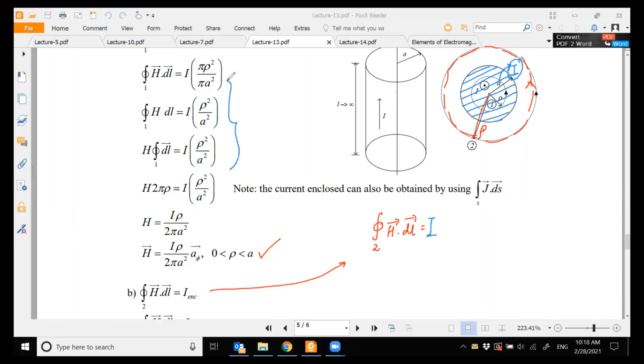In the previous case, it was different. In the previous case, this was the radius A, and my Ampere in loop was here, which is this one. So we were trying to find how much is the current enclosed here. We knew that the current in this whole green part was I. Therefore, in this blue part, it will be a fraction of I, and this is how we found it is I times pi rho square over pi a square.